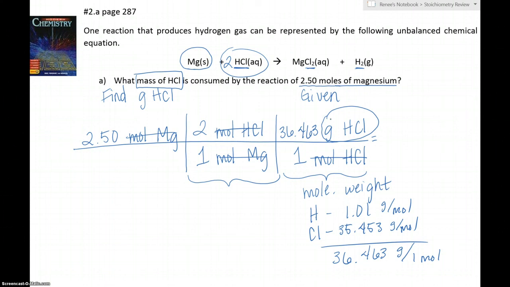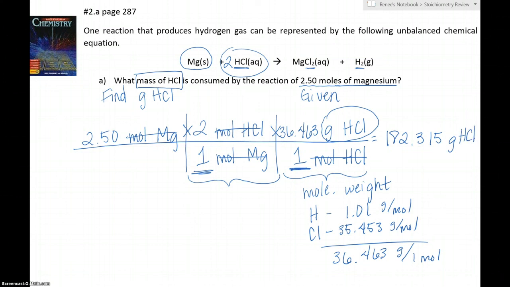so we can stop our train tracks and calculate. Since these values are 1, we don't have to put those in our calculator. So in our calculator, we would simply put 2.5 times 2 times 36.463, and we should get 182.315 grams of hydrogen chloride or hydrochloric acid.